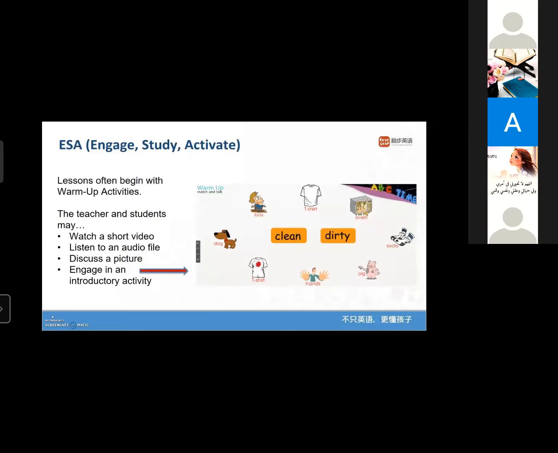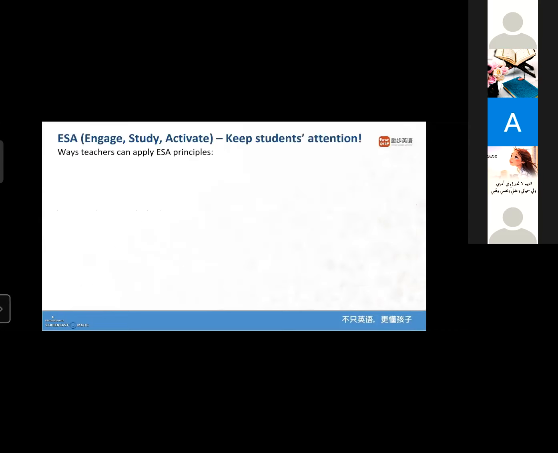Before introducing new vocabulary like bacteria and germs, the teacher does a warm-up activity, like this one, and students are asked to match pictures of dirty things or people to the word dirty, and pictures of clean things or people to the word clean. To engage students further, the teacher can ask questions to get students' opinions, like, do you like being dirty? Or when you get dirty, what do you do to clean up?